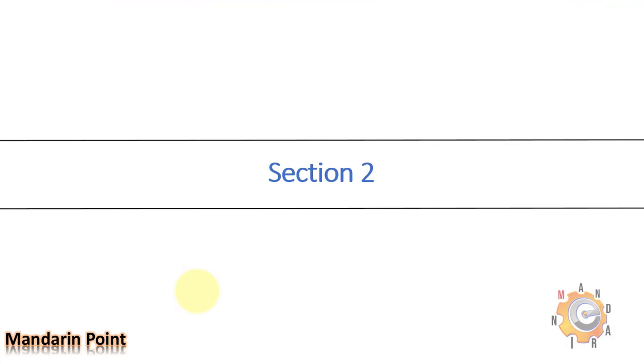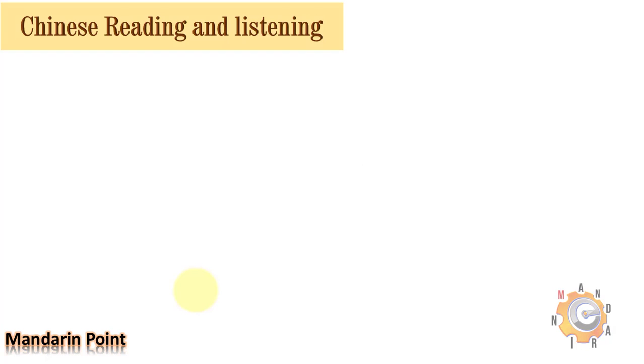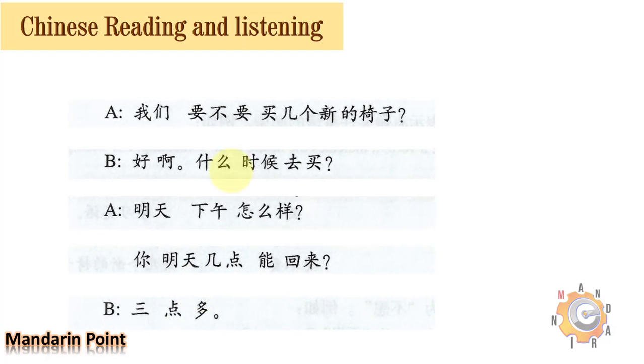Let's start section 2. The basic purpose of this section is to practice listening and reading Chinese. So first of all, you will be given a paragraph. You have to try to read it, and then you have to listen to it. And in the second step, we will read it with pinyin and we will listen to it. And at the third step, we will translate it. Okay, let's start it.